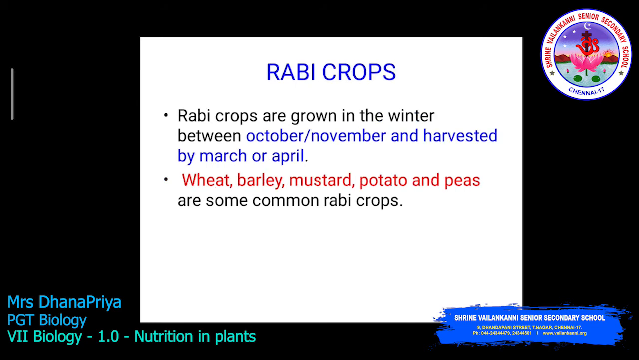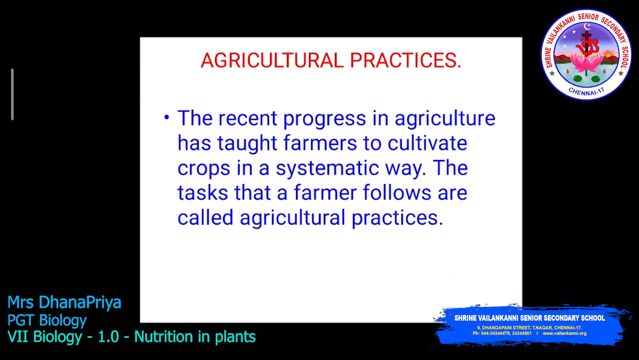Next we study Rabi crops. Rabi crops are grown in the winter between October and November and harvested by March or April. Wheat, barley, mustard, potato and peas are some common examples of Rabi crops. Agricultural practice. What is meant by agricultural practice? The recent progress in agriculture has taught farmers to cultivate crops in a systematic way. The tasks that a farmer follows are called agricultural practices.